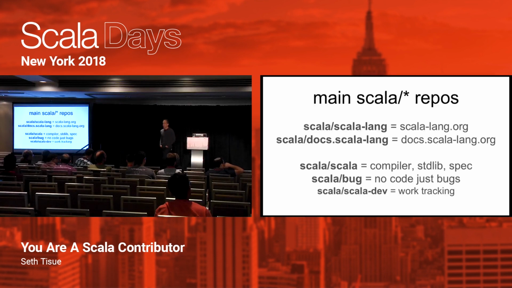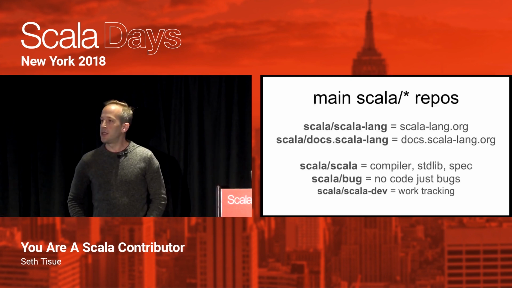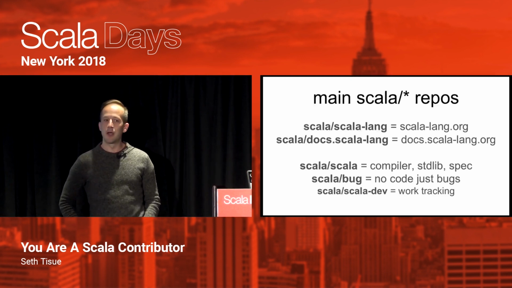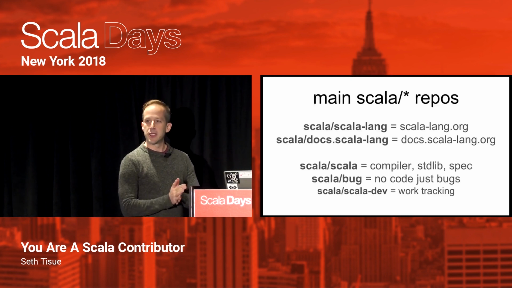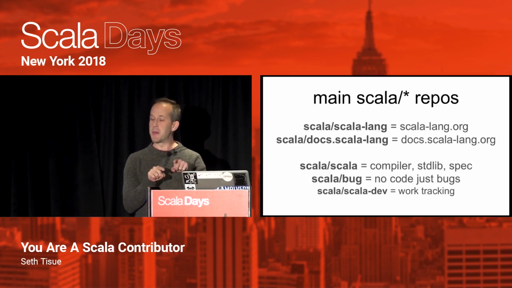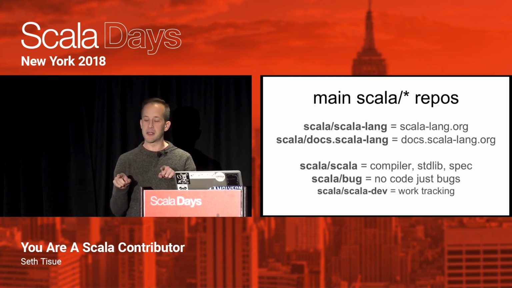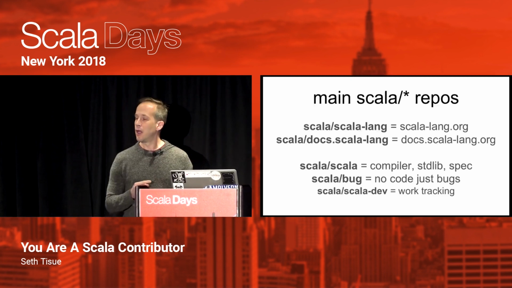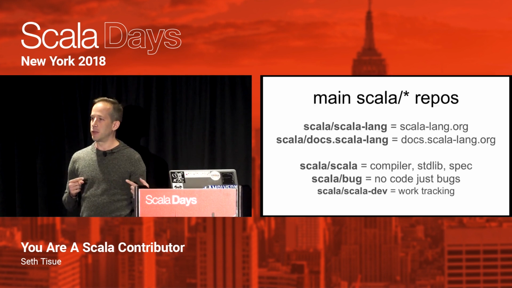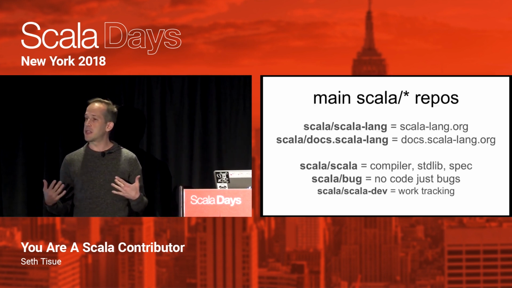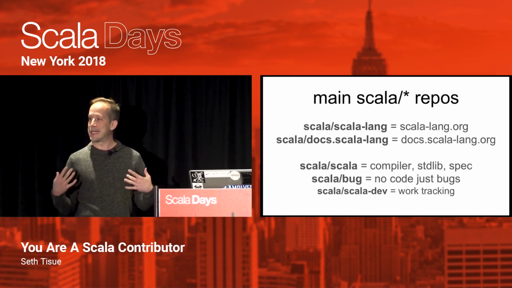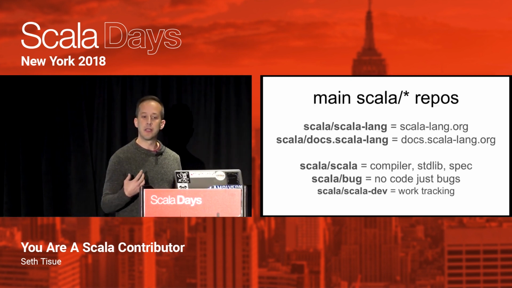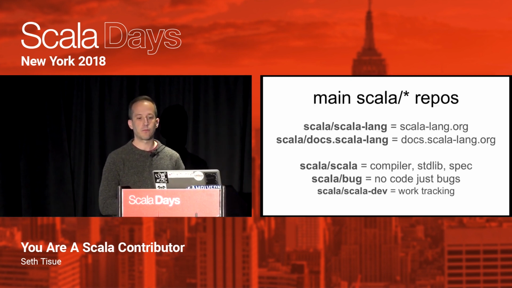The main Scala repos to know about are the two website repos. The Scala website is split across these two subdomains, scala-lang and docs.scala-lang. That split is also reflected in the repos. Scala-lang is generally kind of marketing and getting started content, and more in-depth documentation is usually on the docs site.